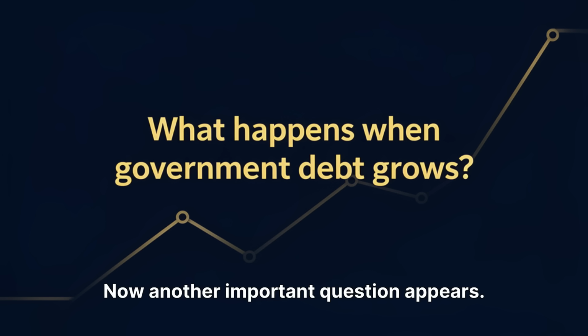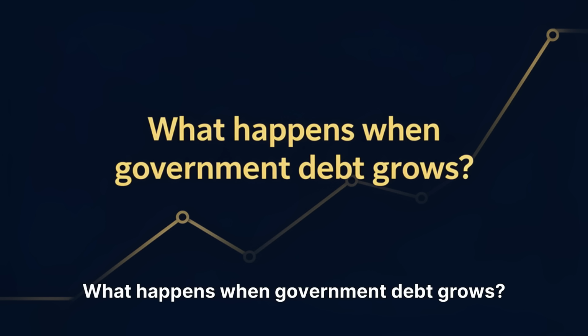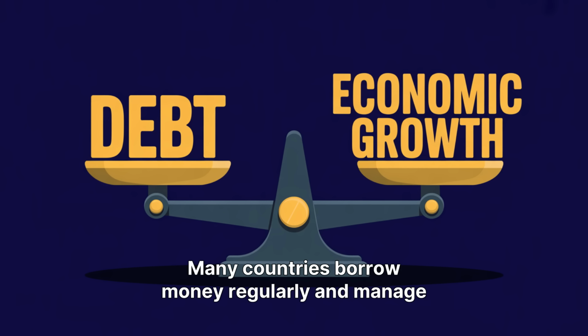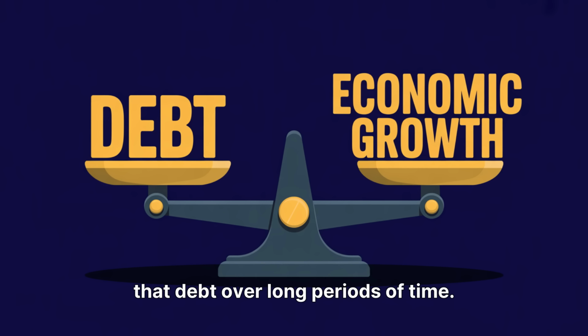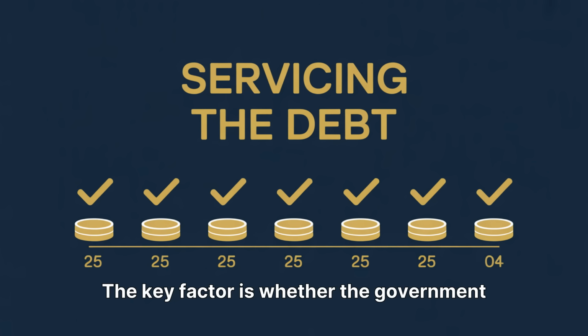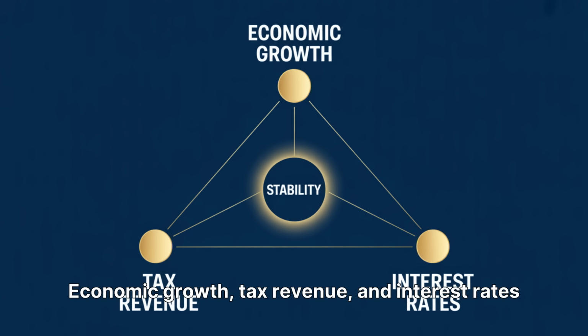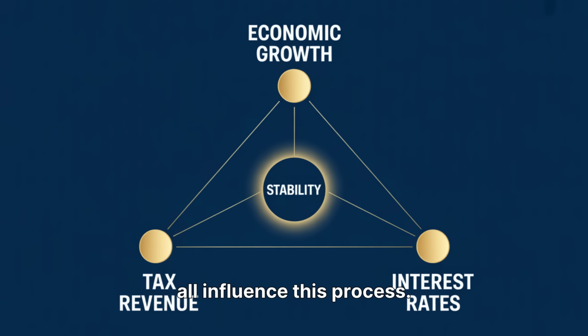Now, another important question appears: what happens when government debt grows? Debt itself is not unusual. Many countries borrow money regularly and manage that debt over long periods of time. The key factor is whether the government can continue servicing the debt, meaning making the required interest payments. Economic growth, tax revenue, and interest rates all influence this process.